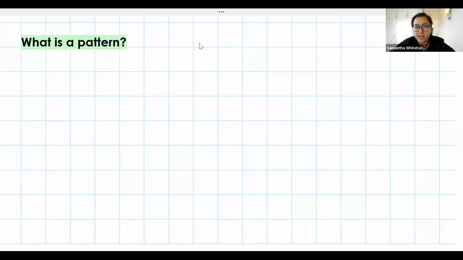You can raise your hand as well if you would like to. It might be easier to explain it in words. Bless, what is a pattern? A list of numbers in a specific order, ma'am. Okay, cool. So importantly there, we've got a list of numbers that we're working with, and they'll be in a specific order.